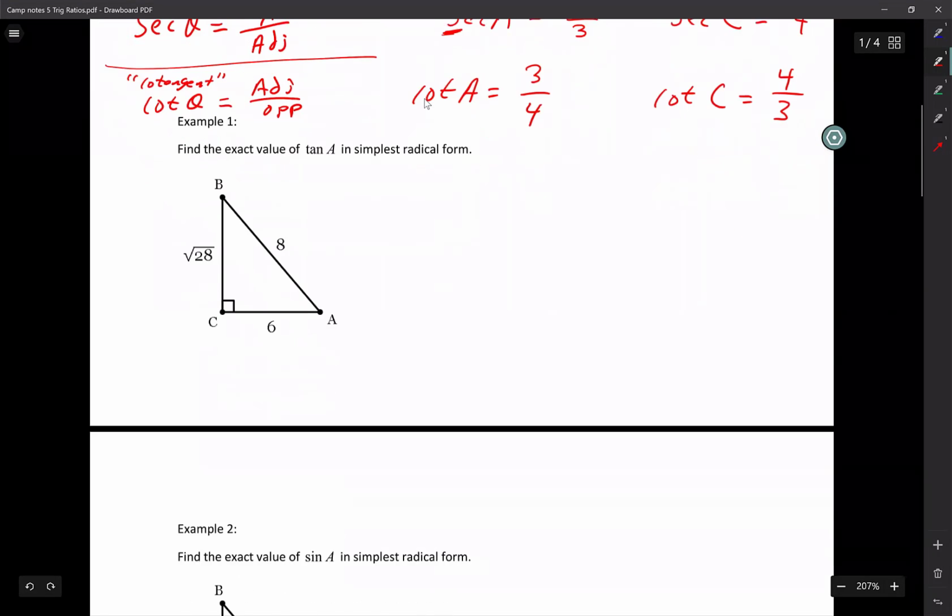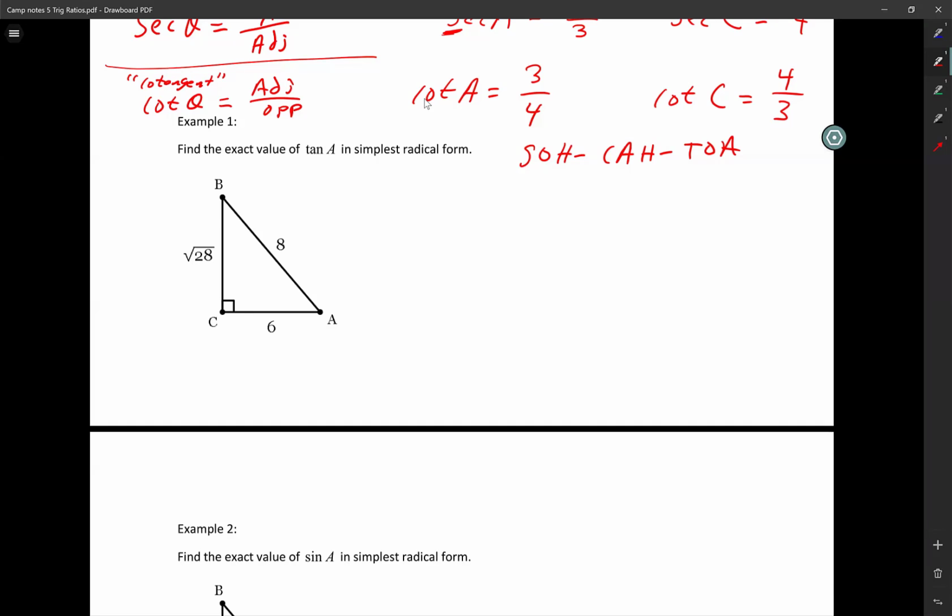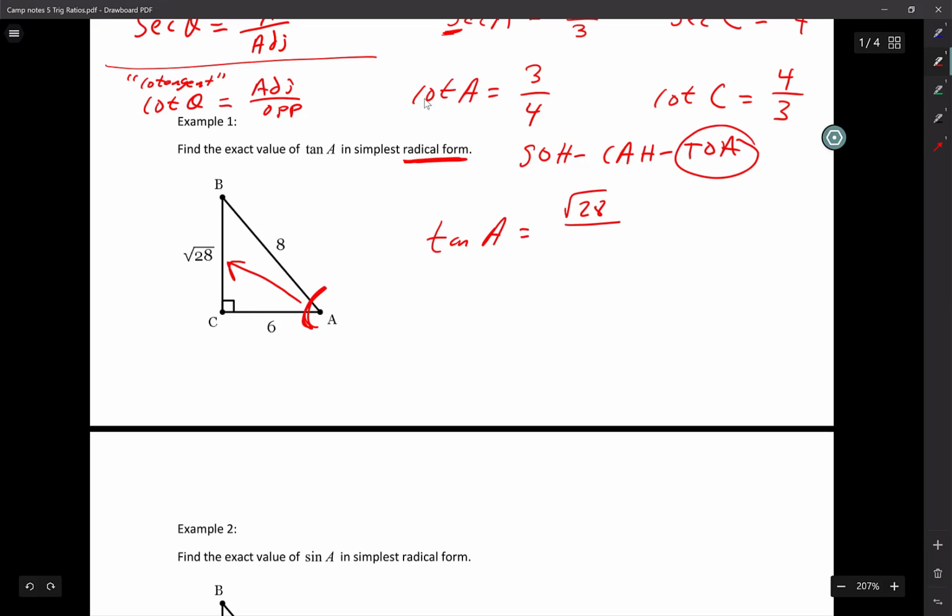All right, let's go to this one. Until you become super beast, keep writing SOHCAHTOA. So there it is, SOHCAHTOA. And then it says, find the exact value of tan A in simplest radical form. That means they want the square root in the top. So here's angle A. Tan means opposite over adjacent. So tan A equals opposite, square root of 28, over adjacent. What's next door? It can't be the 8 because that's the hypotenuse, so it has to be the 6.